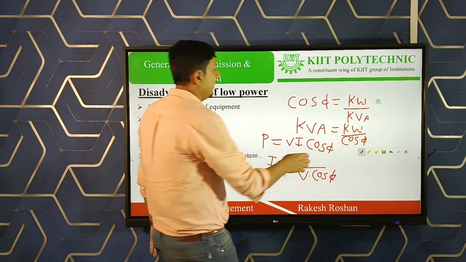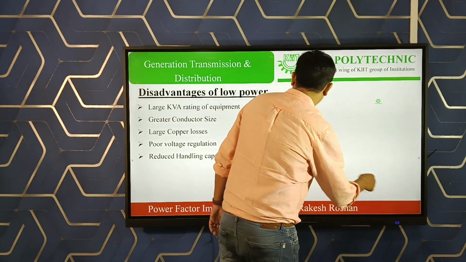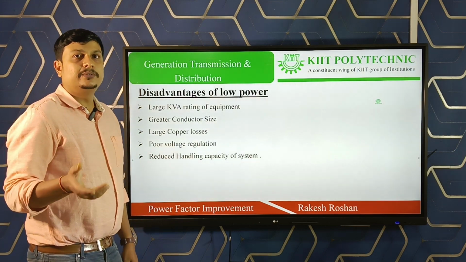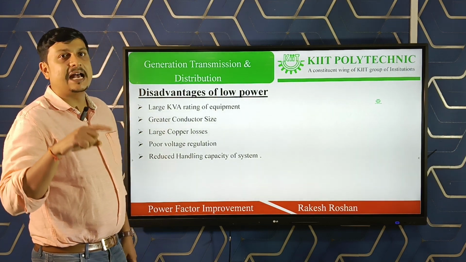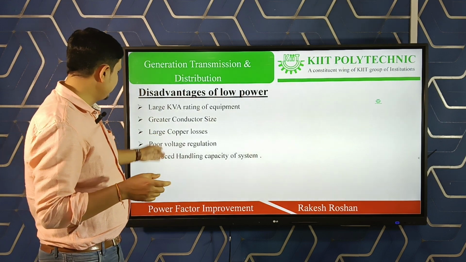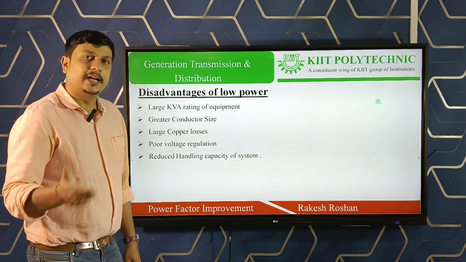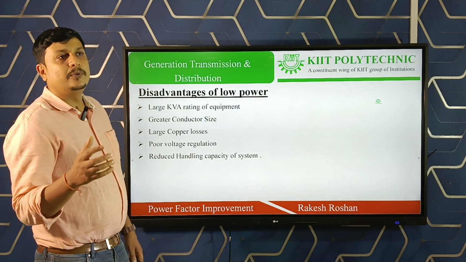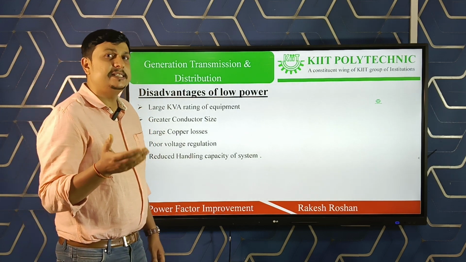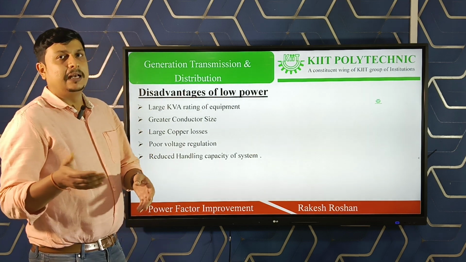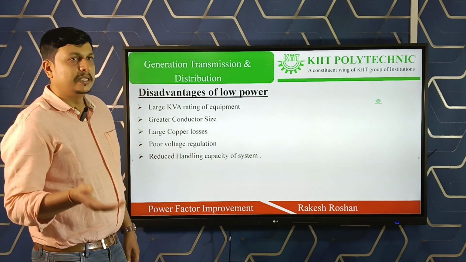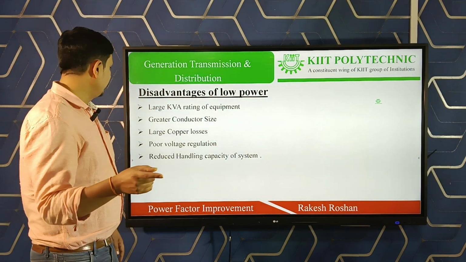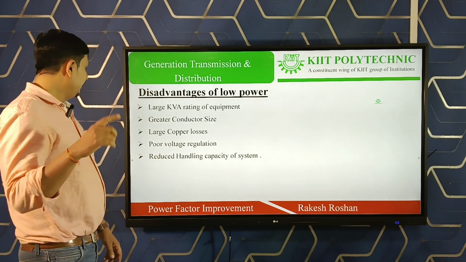If the size of the conductor is larger, what happens? As we know, the formula for power losses is I squared R, so your copper losses will be more. And if the current is high, the voltage drop across each element connected in your system, such as a transformer, generator, or other equipment, will be more. So voltage regulation will be poor.